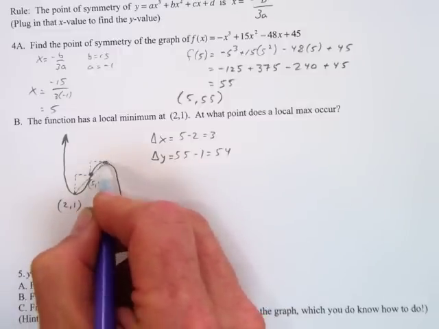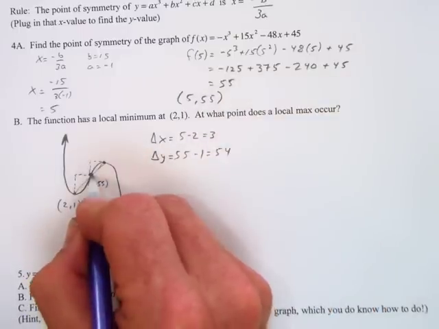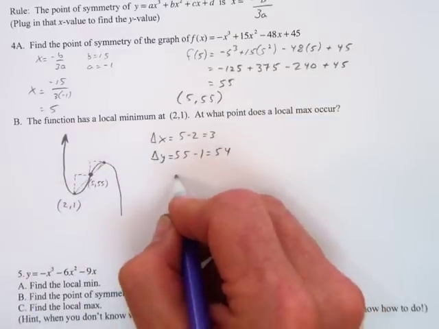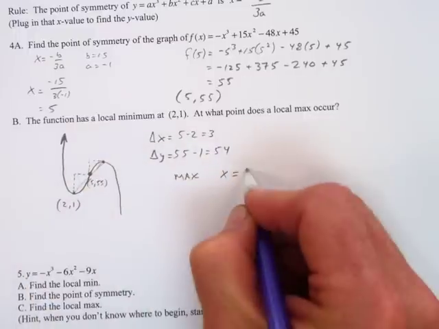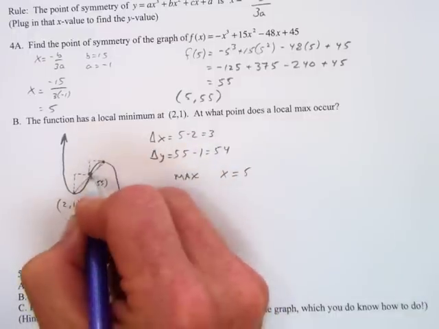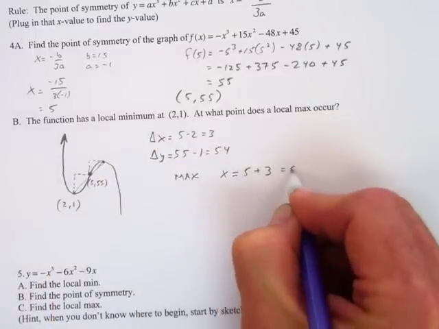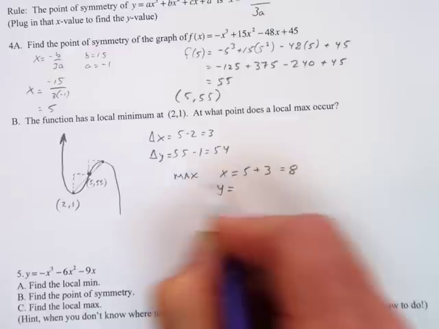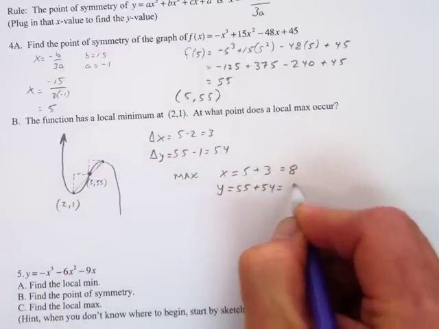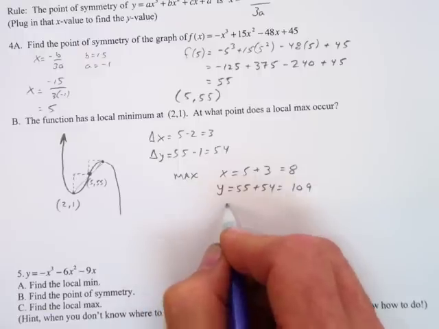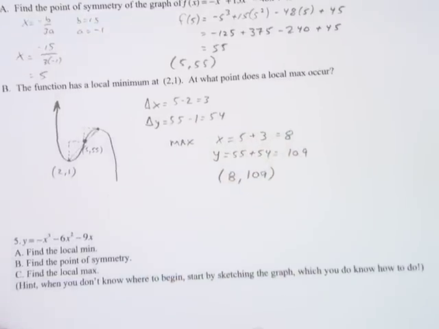Now I need to do the exact same thing to get my local max. But this time I'm going to start at my point of symmetry. So the max will be the x value here, my point of symmetry, and I'm going to be adding it since I'm going right. So 5 plus 3, and that gives me my 8. And y will be 55 plus 54, which would be 109. So my local max here would be (8, 109).